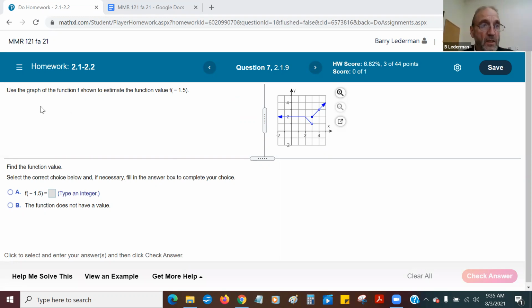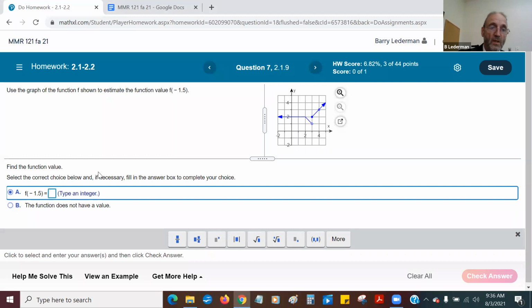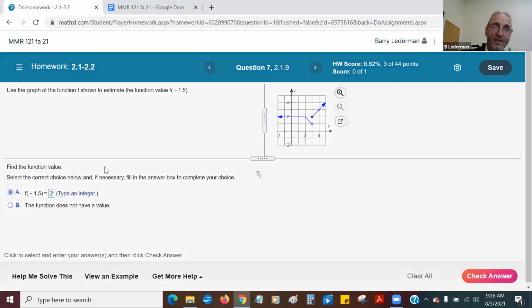Here we have a function, and f of negative 1.5. Looking at the x-axis, that's negative 1, that's negative 1.5. F of that, as you can see from the diagram, is 2. So I'm just going to type in 2. This is not calculus yet.